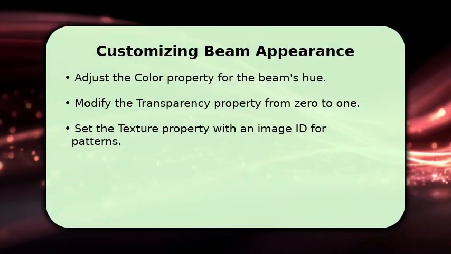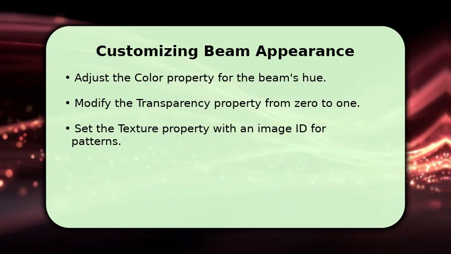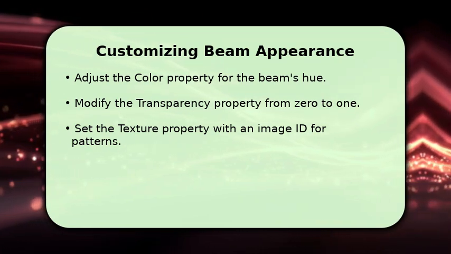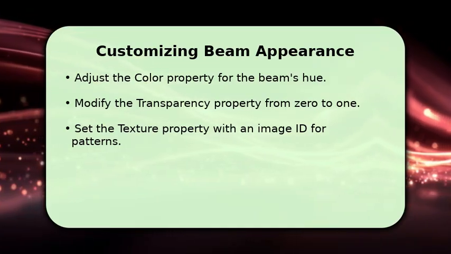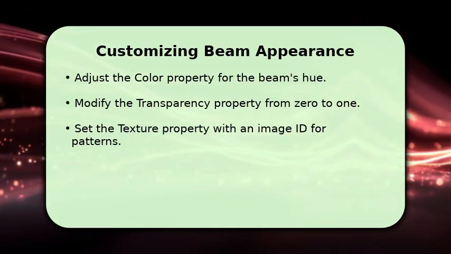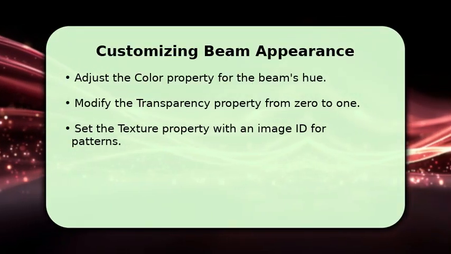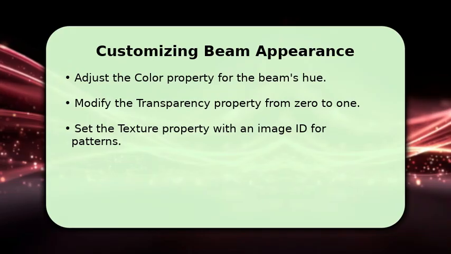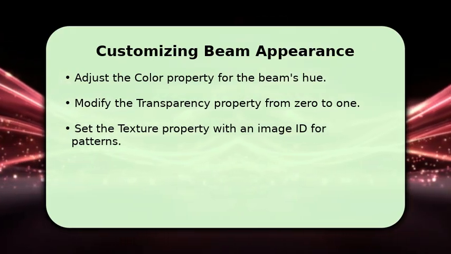Now, let's customize its appearance. You can change the beam's color using the color property and its visibility with transparency, ranging from 0 to 1. For unique patterns, apply a texture using an image ID. The width scale property allows you to control the beam's thickness along its length. Experiment with these settings to create a visually striking and appropriate effect for your project.